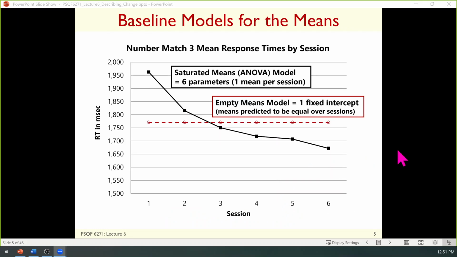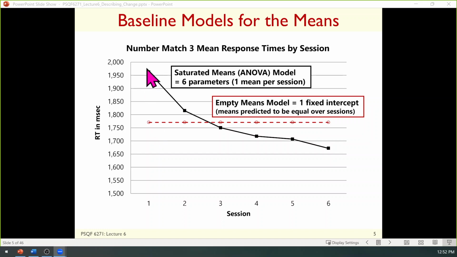So in terms of baseline models for the example data that we'll be playing with here across our 6 sessions of measurement, I have the empty model in the red dashed line here. If I fit an empty means model to these data, the prediction from that empty model is right here. It says there is no change, that the mean should be around 1770 milliseconds at each occasion.